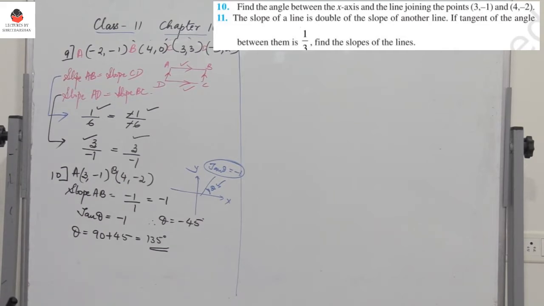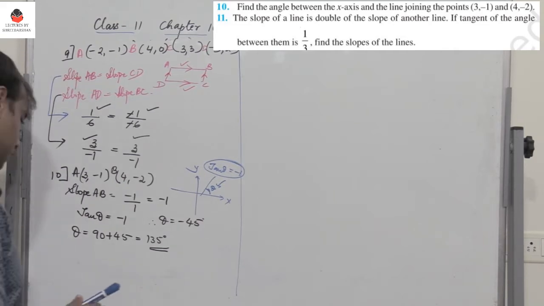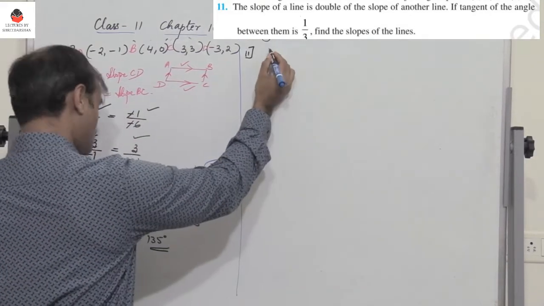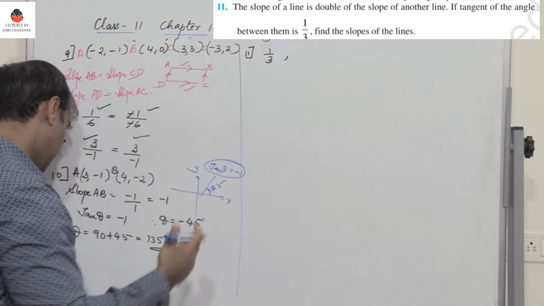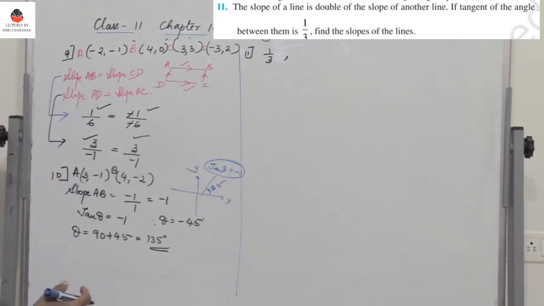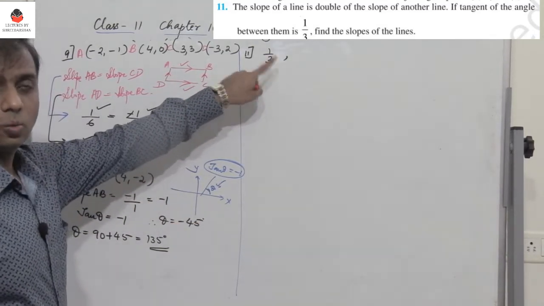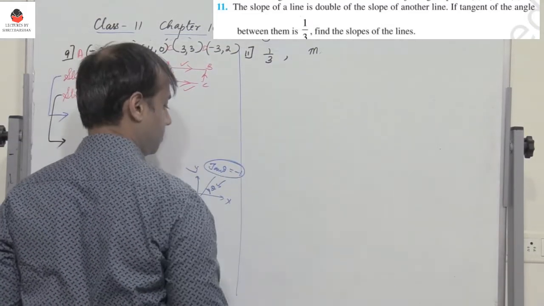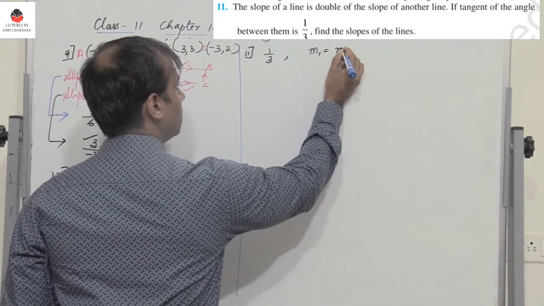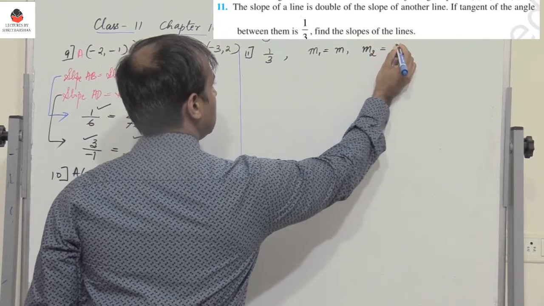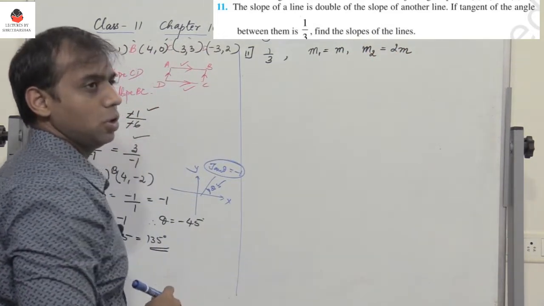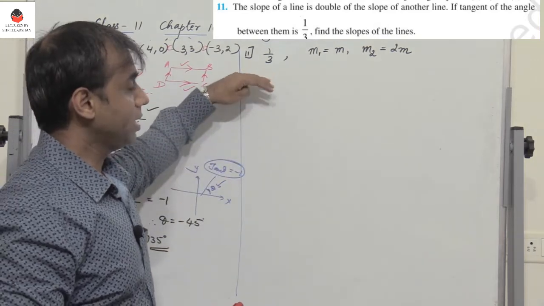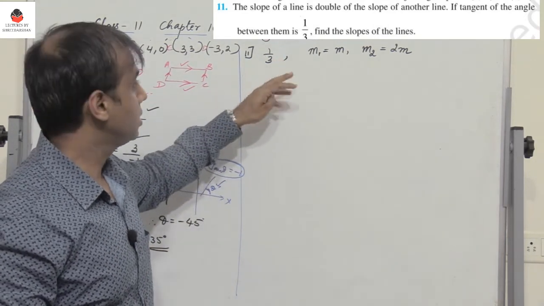The slope of a line is double the slope of another line, and the tangent of the angle between them is 1 by 3. Find the slopes. So let the slope of the first line be m. Let m1 be m and let m2 be 2m. The slope of one line is double the slope of the other, and the tangent of the angle between them is 1 by 3.